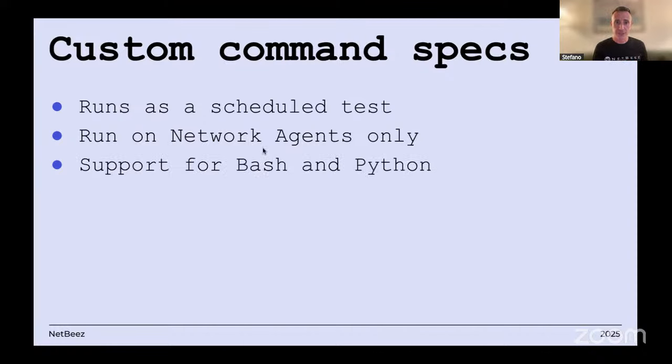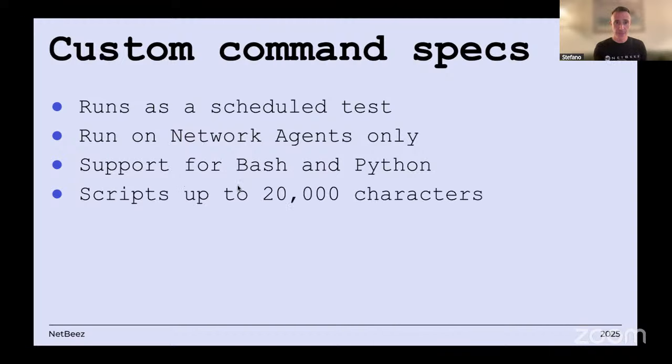And third, the scripts that we support are Bash and Python. There is a lot that you can do with Bash and Python, so a lot of tests. We can consider other languages in the future if it makes sense, but we feel right now with those two scripting languages, we can really tackle a lot of use cases. And then the scripts can be pretty long, up to 20,000 characters, so there is a lot that you can do with them.